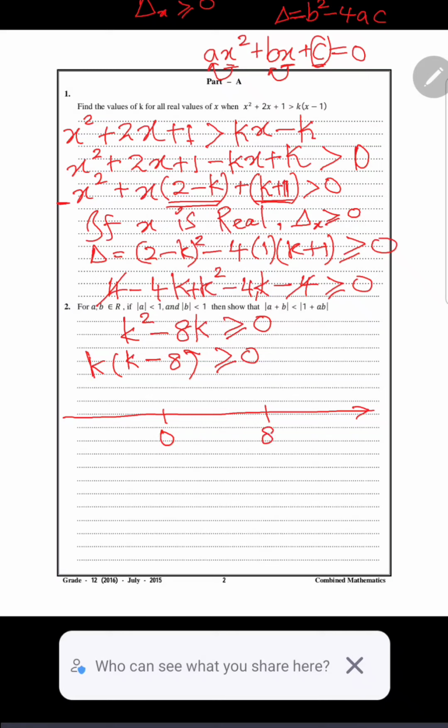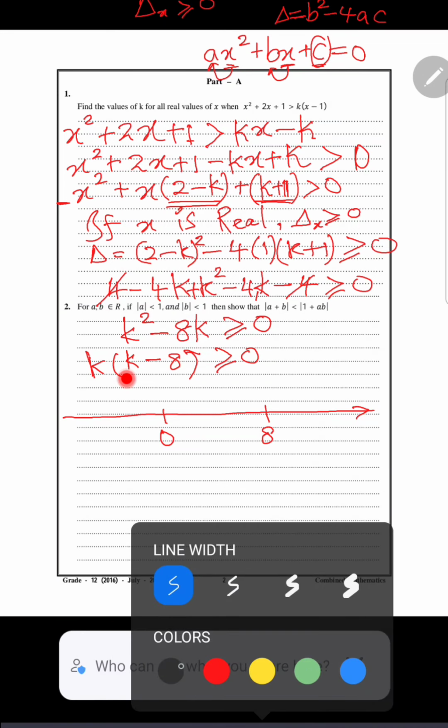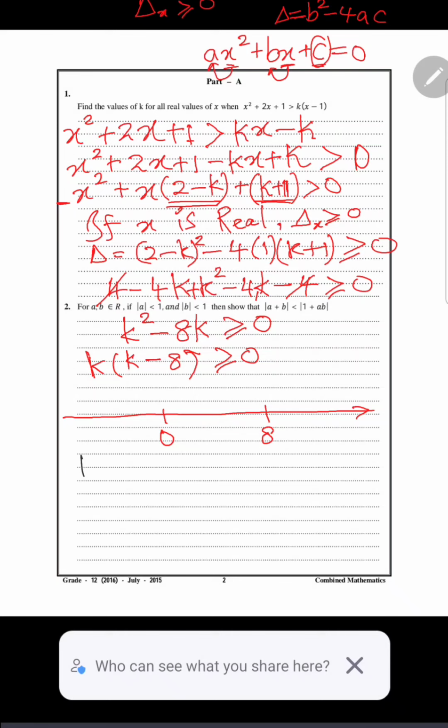Now you have to consider any value between one of these ranges. Your value can be less than 0, between 0 and 8, and greater than 8. Select any range of these three, and substitute any value from it into this expression. So I'm going to take k equal to minus 1 in this range.